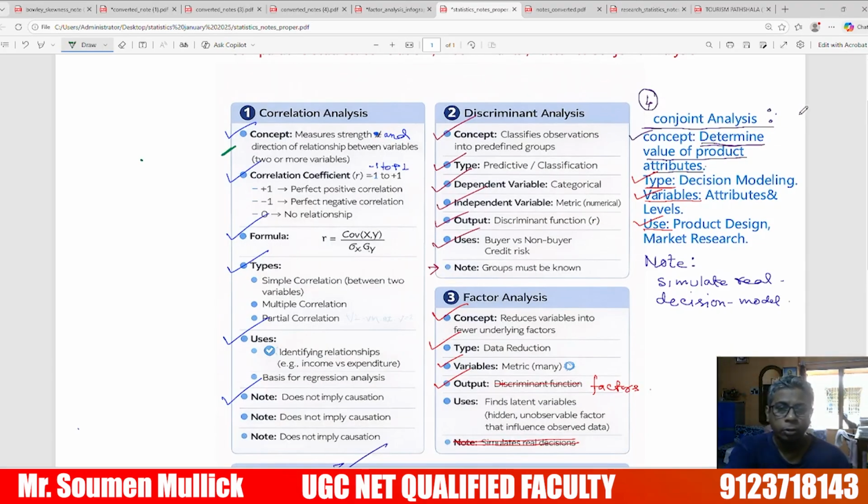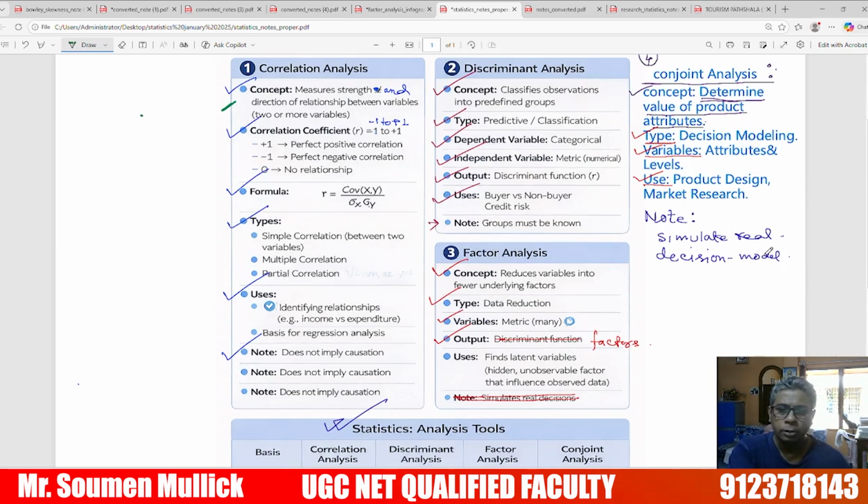Number 4, conjoint analysis. What is the concept of conjoint analysis? It determines the value of product attributes, meaning qualities. Type: decision modeling. Variables: attributes and levels. Uses: product design and market research. The important note: it simulates real decision making.